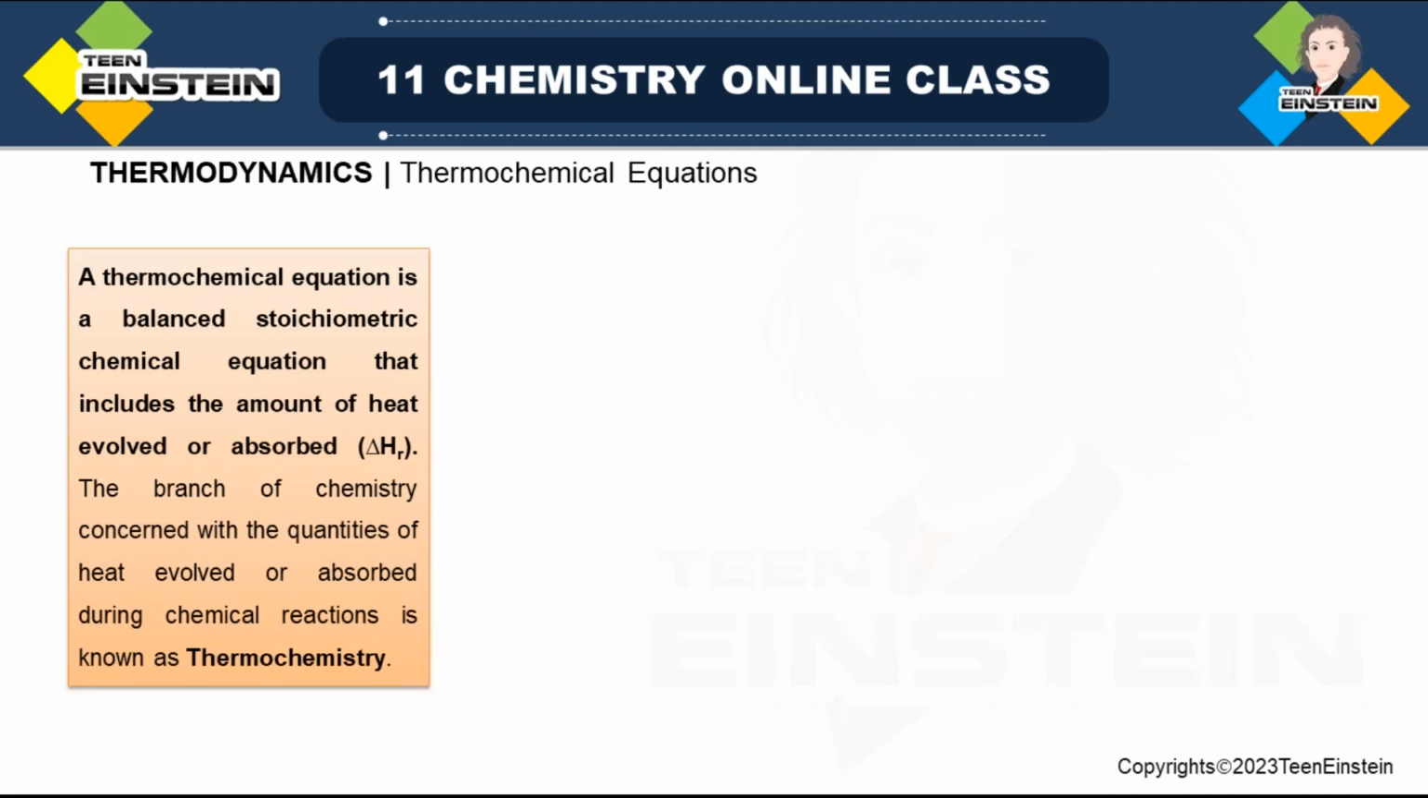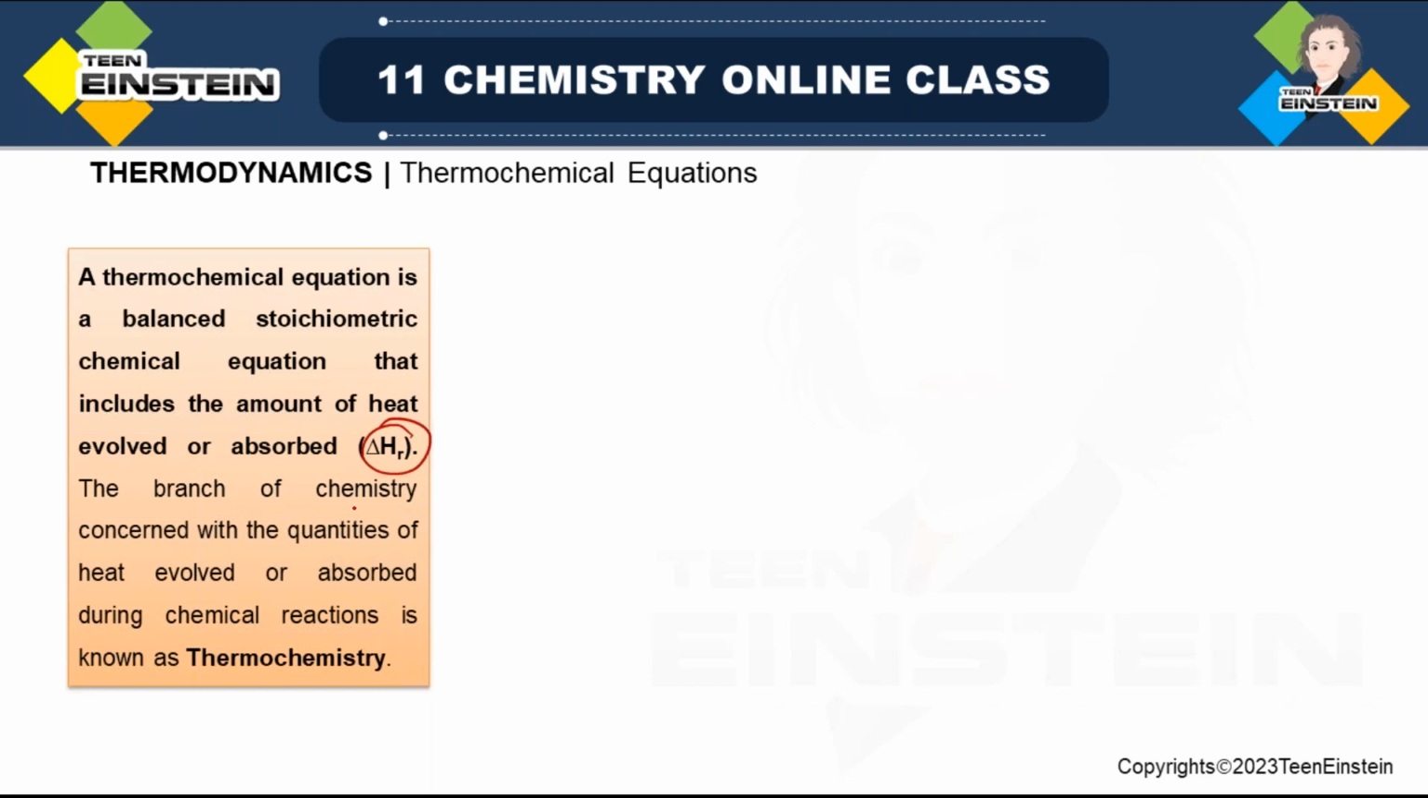In today's class, and in the last class also, we have seen this. In all these cases you have used a thermochemical equation, but now we are trying to understand it separately. So this is a balanced stoichiometric chemical equation, obviously. And what is so special about it? When you are writing any thermochemical equation, there is always a mention of the amount of heat evolved or absorbed, and that is denoted by ΔH R. That is the heat of reaction.